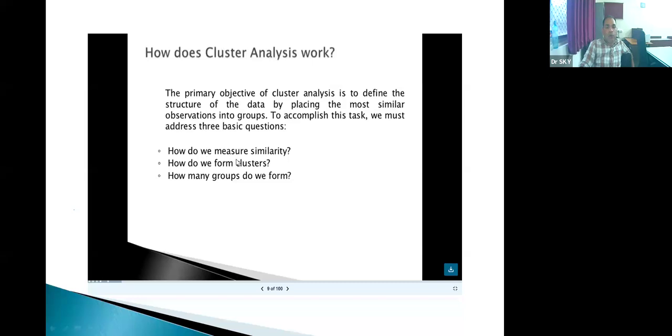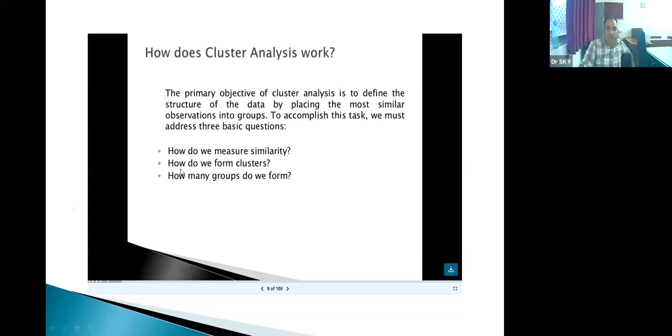The first is how do we measure similarity? What is the basis? What is the measure of similarity? That is, which distance function you are going to use for the cluster analysis. So there is a proximity matrix or proximity we apply, that is a distance measure. So which distance measure you are going to apply?